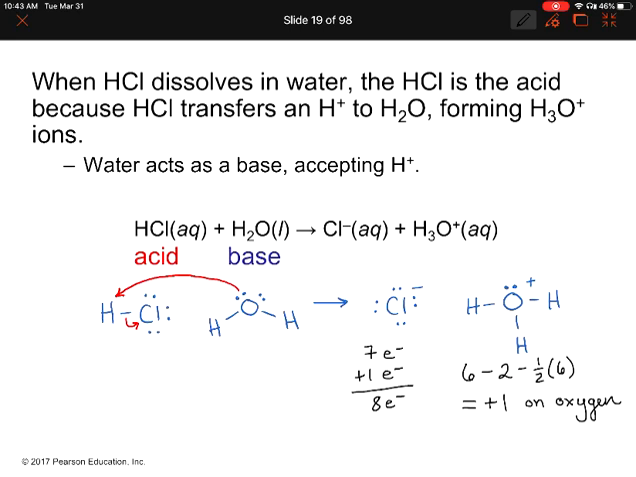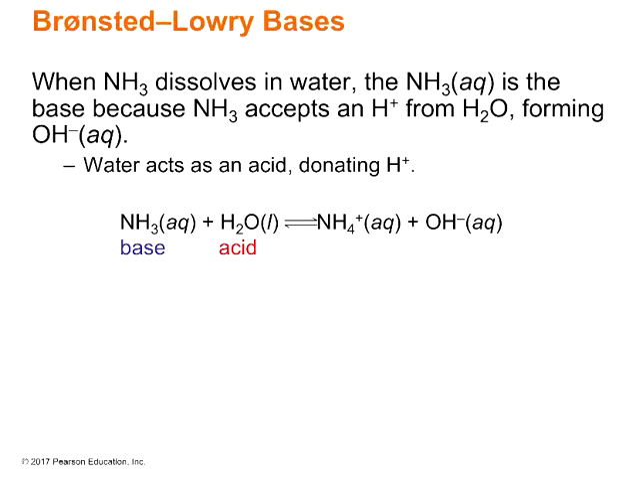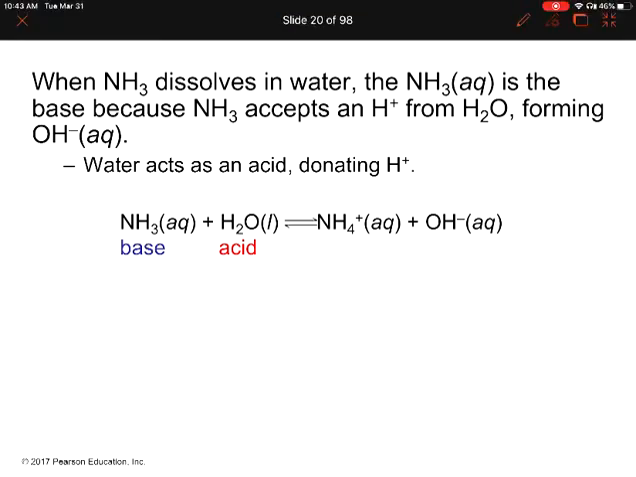So now let's look at another example of an acid and base reaction. This time we're going to look at a base, ammonia. And ammonia, or NH3, dissolves in water, and it accepts a hydrogen ion or proton from water. So we end up forming the hydroxide ion as one of our products. So in this case, because NH3 is our base, water is going to act as the acid. So let's draw the Lewis structures for these molecules.